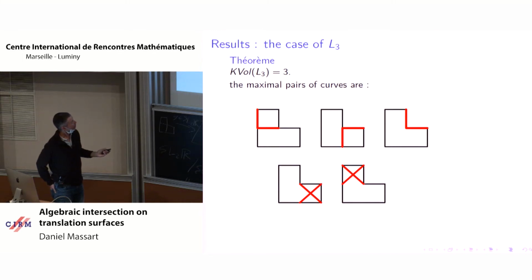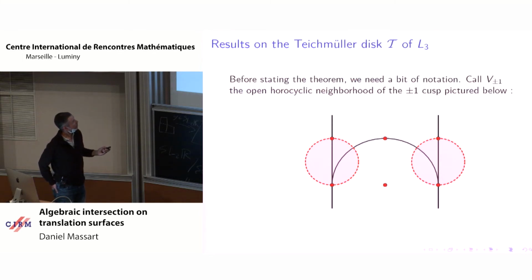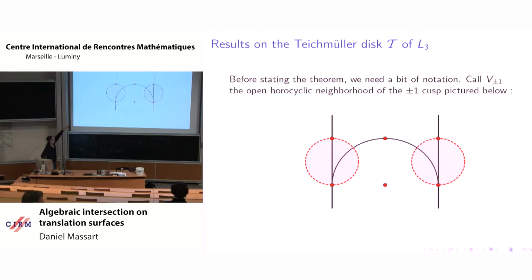Okay, and now we're going to try to compute Bill over the whole Teichmüller disk of this surface. So the result is very long to state, so I need a bit of notation. First, these two horocyclic neighborhoods of the cusps of my Teichmüller disk are going to play some part, so I give them a name. So it's V1 and V minus 1.